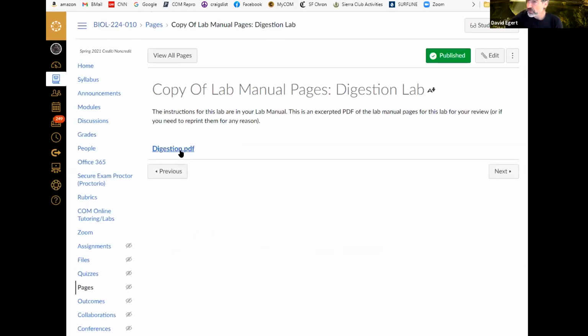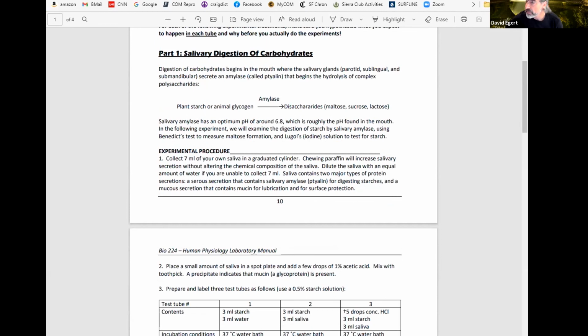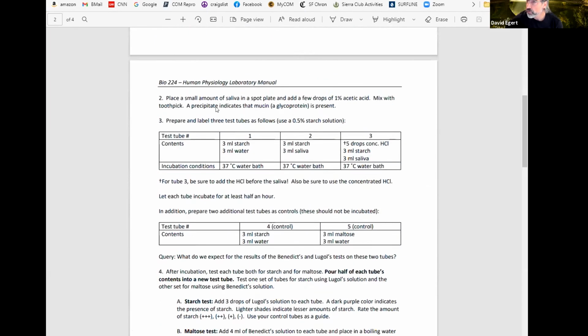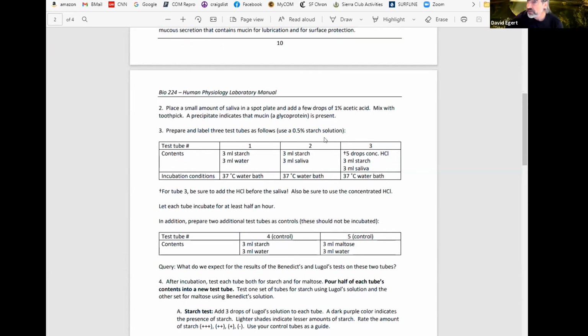And if you look at the section for salivary digestion of carbohydrates, there are basically 5 tubes in all. For each tube, you need to have a prediction for your Lugol's iodine assay for starch, as well as your Benedict's solution assay for maltose.